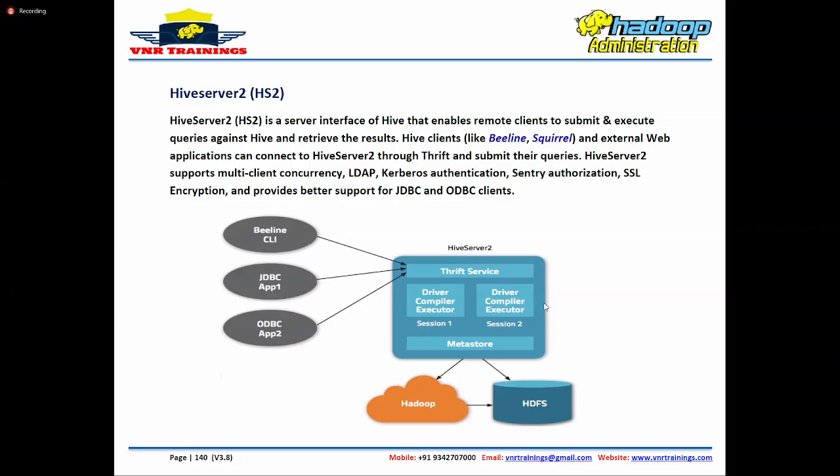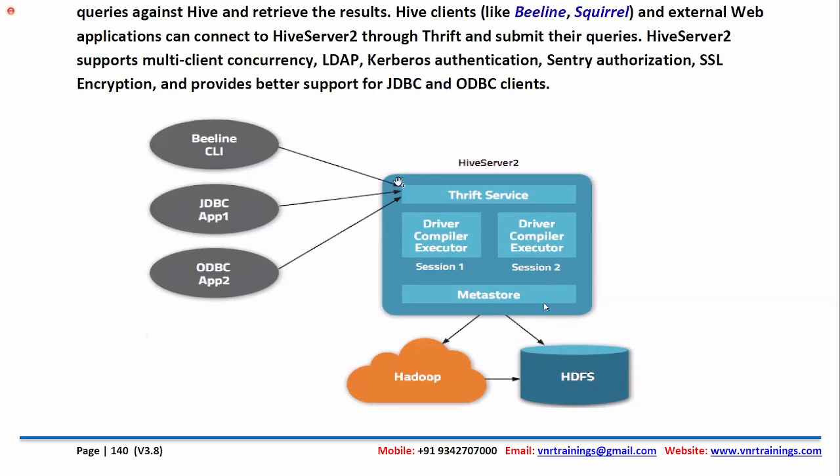Hive clients like Beeline, Squirrel, and external web applications can connect to Hive server 2 through Thrift and submit their queries. Here, if you see the components of Hive server 2, you have something called a Thrift service. If you take the entire Hive server 2 as a house, the Thrift service is the entry point, the main door. When anybody submits a query, it will hit Hive server 2, and inside it will hit the main door, which is nothing but the Thrift service.